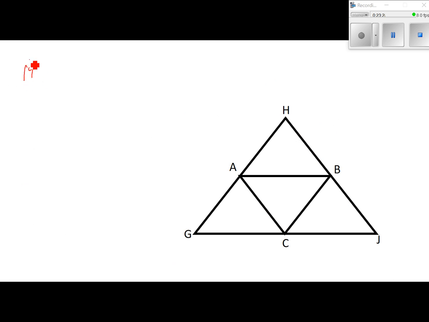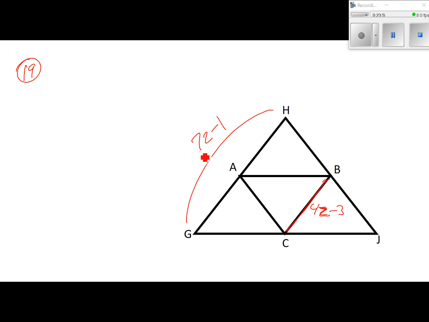Number 19, they tell us that segment GH is 7z minus 1. So GH, that's this whole thing, 7z minus 1. And they tell us that segment CB is 4z minus 3. CB, that's right here, is 4z minus 3. Supposed to be a z.